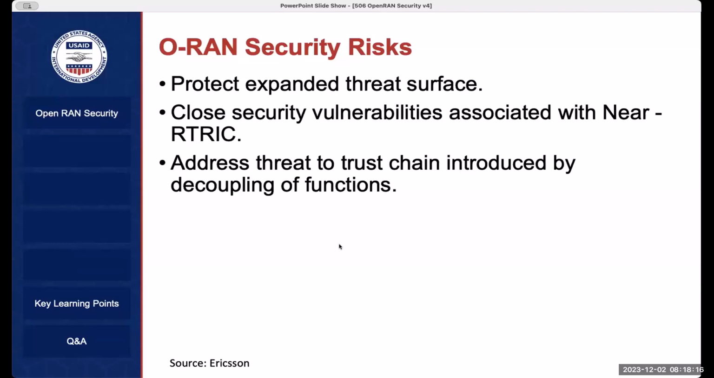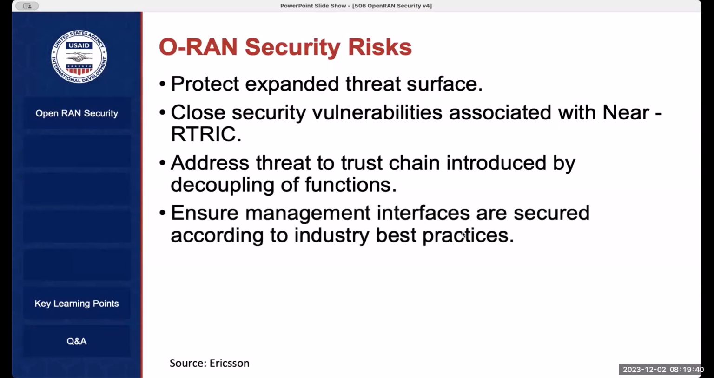So we need to close security vulnerabilities associated especially with the near real-time controller, and then address the threat to the trust chain introduced by the coupling of functions. Again, we are now dealing with various components and a lot of vendors. And if one vendor was compromised, let's say like SolarWinds, when they were compromised, the threat actor had access to their source code and injected backdoors. And when the customers downloaded the patch, it included the backdoor.